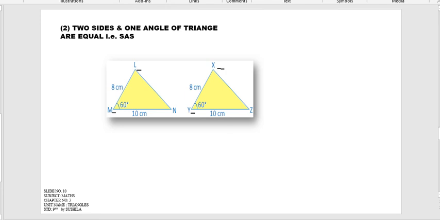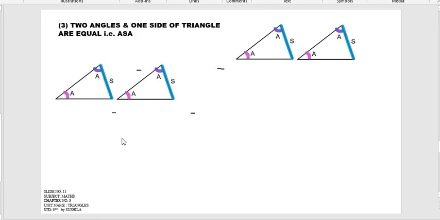just come to the third theorem, that is ASA, angle side angle. Here what is given: two angles will be equal to the corresponding angles of the other triangle, right? Here two triangles you can see, basically a total of four triangles in one diagram. One angle is equal to this angle, another angle will be equal to this angle, and here one side is equal to this side, right?